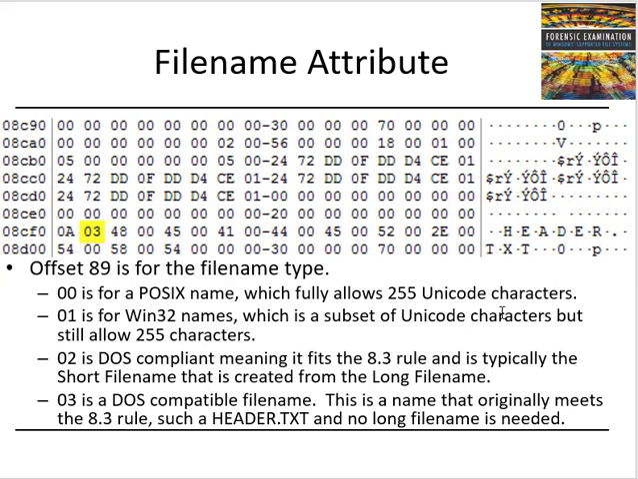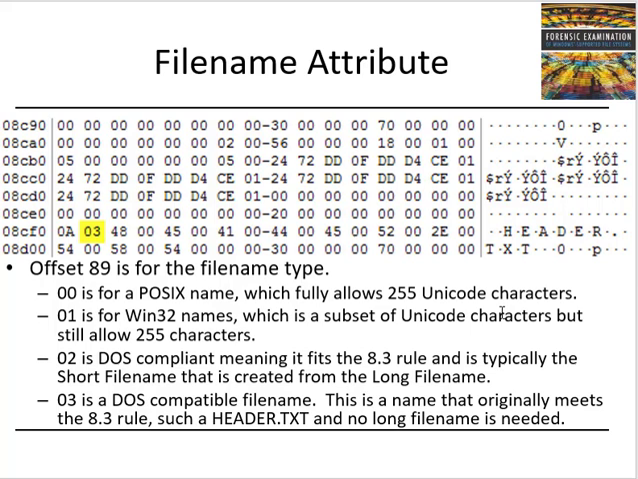Now, as far as the file name types, here are our options. 00 is a POSIX name. Typically we're not going to have POSIX names listed in here, but that is an option. 01 is a Win32 name, which is a subset of Unicode characters. And then you have a DOS compliant or DOS compatible name. If it actually fits within the 8.3 rule and is a short file name, then it's going to be DOS compliant.